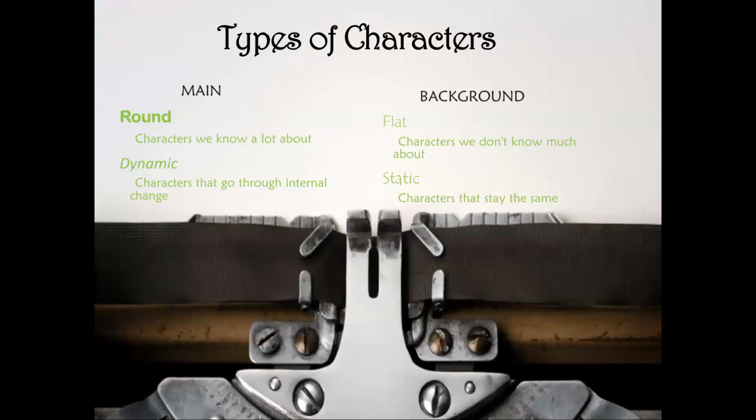There are several different types of characters. We'll start by dividing them into main characters and background characters. Main characters are the ones that the story follows. They are usually round, meaning we know a lot about them, and dynamic, meaning they go through an internal change. Background characters are everyone else. They tend to be flat, meaning we know very little about them, and static, meaning they stay the same.